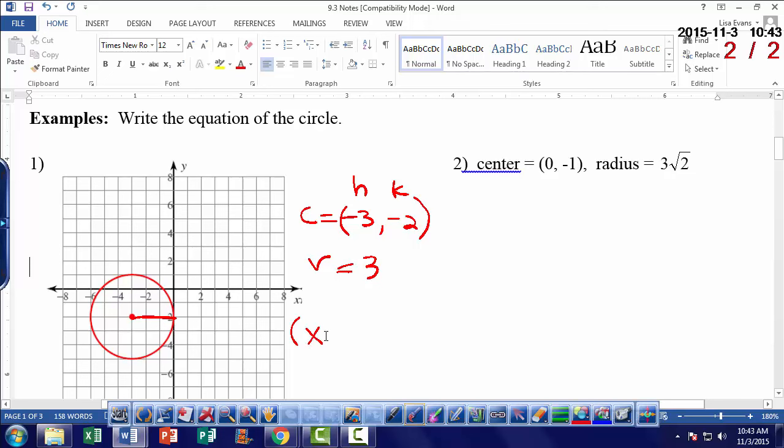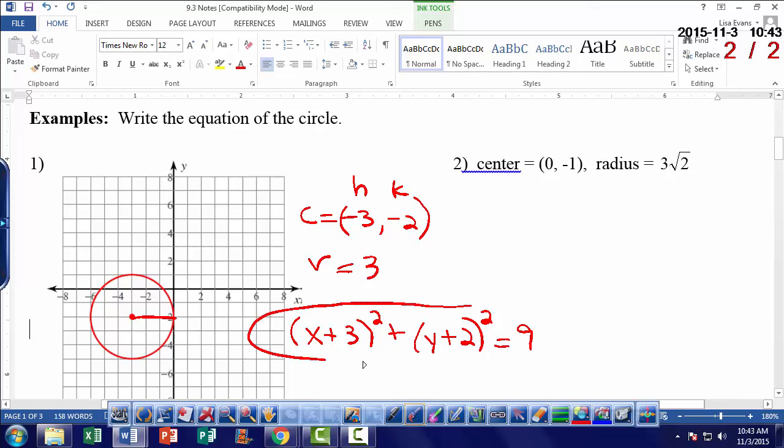When I do that, I get (x plus 3) squared, because it's minus a -3, plus (y plus 2) squared, because it's minus a -2. And then I need to square my r. So when I square 3, I get 9. This is it. This is the answer.